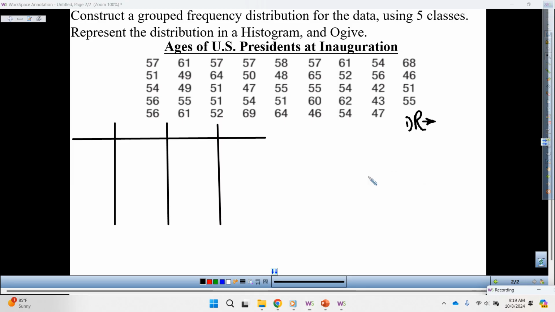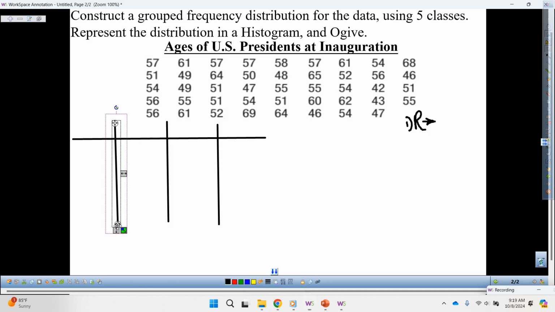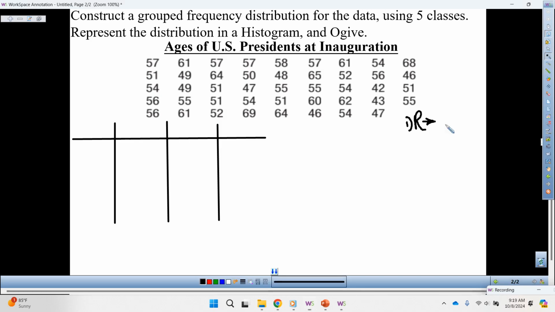Once again, use the screen if you want to circle stuff and cross out stuff. All right, what'd you get for the range? Share with your neighbor, please. What's the range?